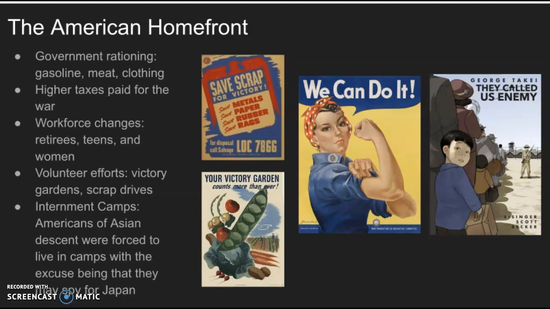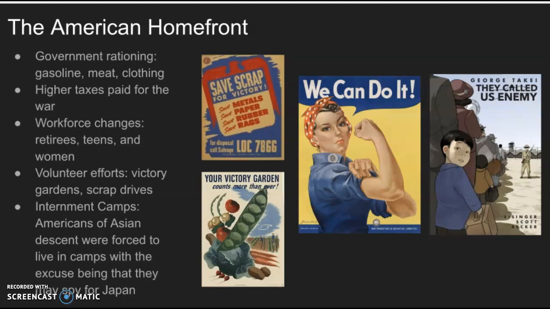The workforce changed because when the U.S. entered the war, that took lots of able-bodied men that were part of the workforce to fight. And so retirees, teens, and women stepped into those roles, the jobs the men had to leave behind. There were lots of volunteer efforts, and kids were involved.